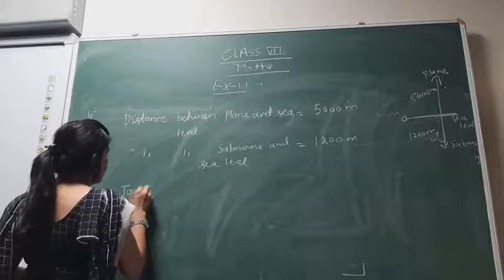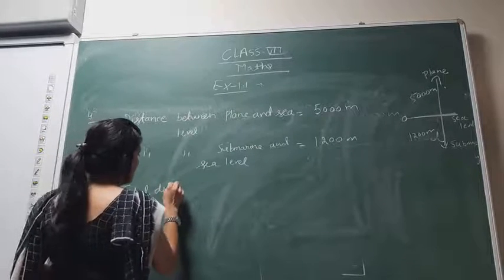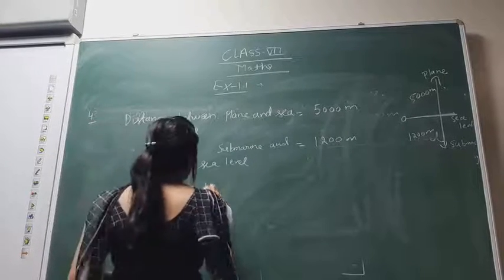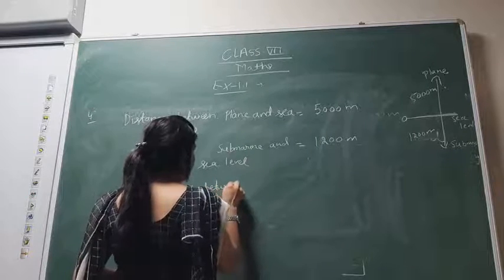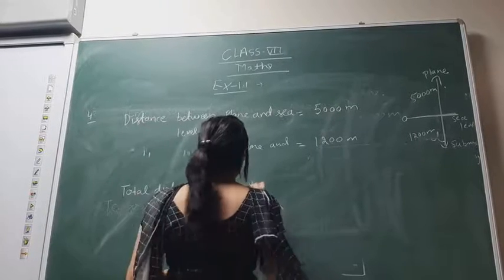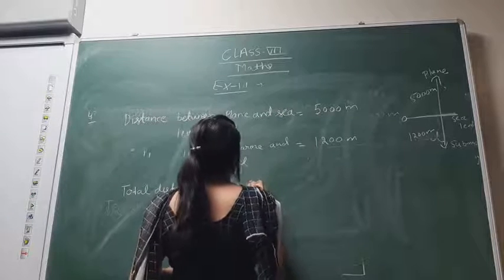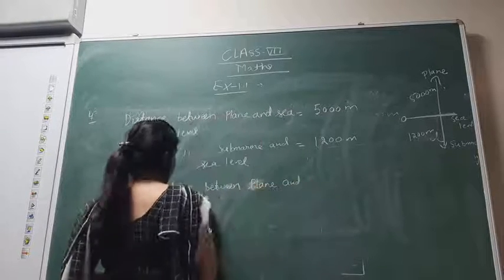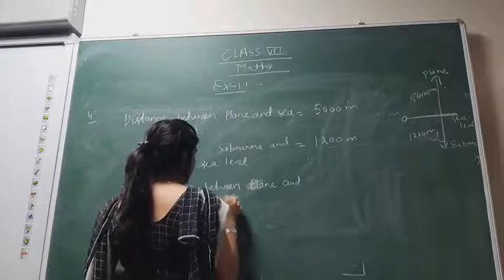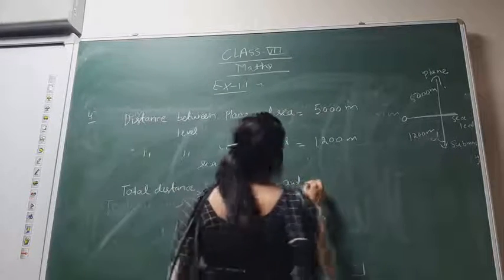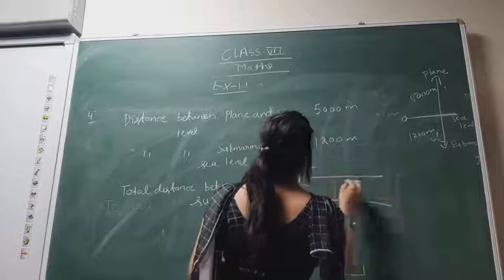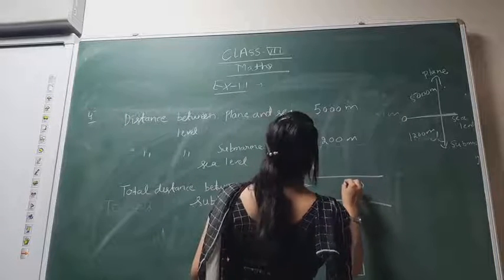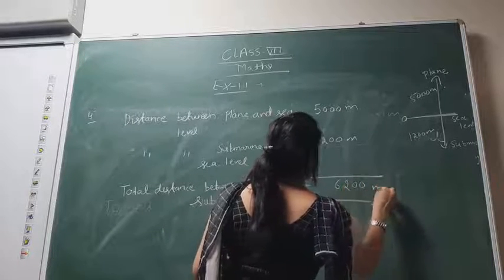Total distance between plane and submarine is equal to, we will add the terms, it is 6200 meters.